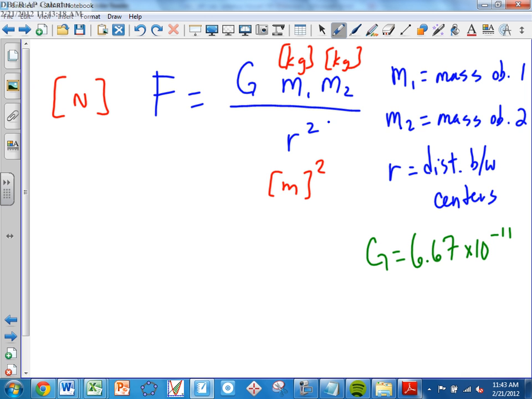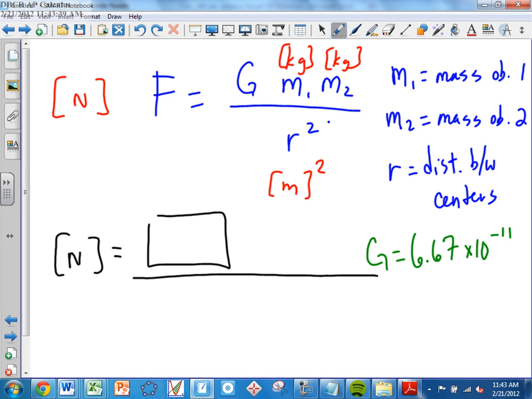All right, let's go through how to figure this out. Here's what you do. You find out what a newton is. No, guys, it's much easier than what you're all thinking right now. Okay, watch. You put newton over here. For G, just put an empty box. Put your units of kg here and kg there. Put your units of meter here and put a square there.